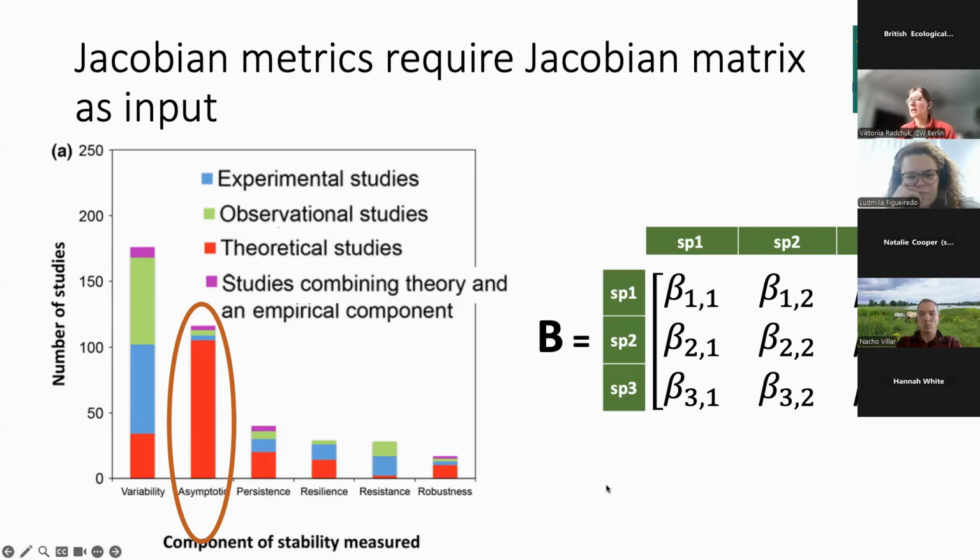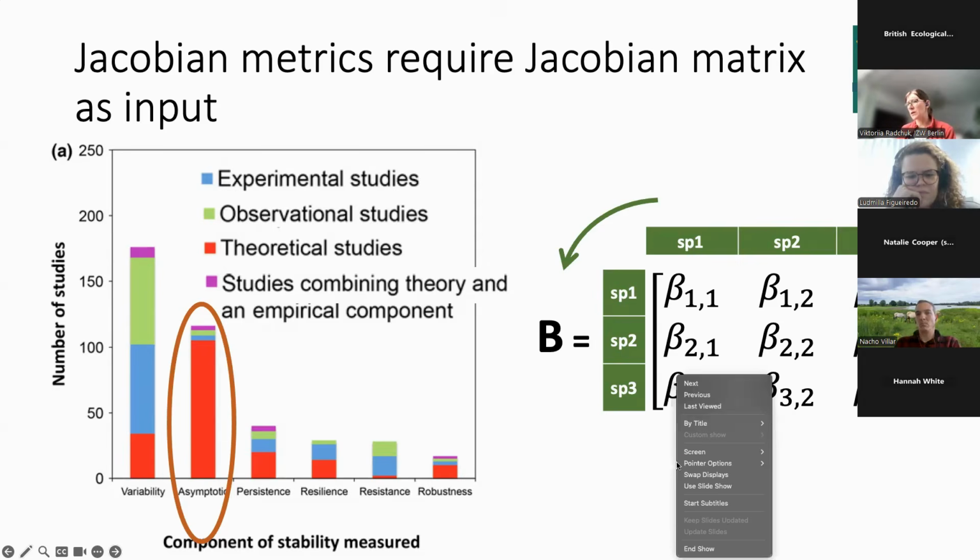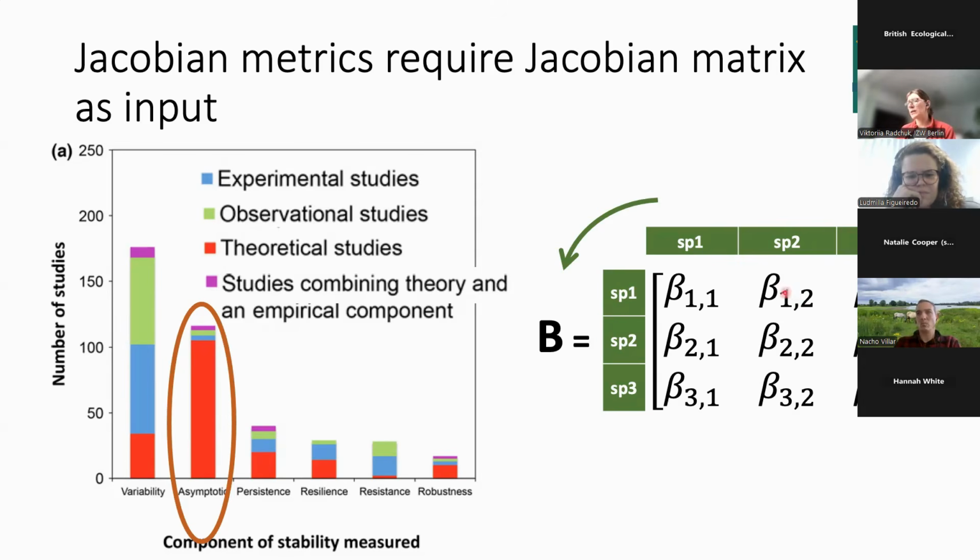It describes interactions between species in the community. So you can see an example, a simplified example of such a Jacobian matrix here. And the value in each cell reflects the effect of the abundance of species in the column on the growth rate of the species in the row. So beta 1,2 here reflects the effect of the abundance of species 2 on the growth rate of species 1.